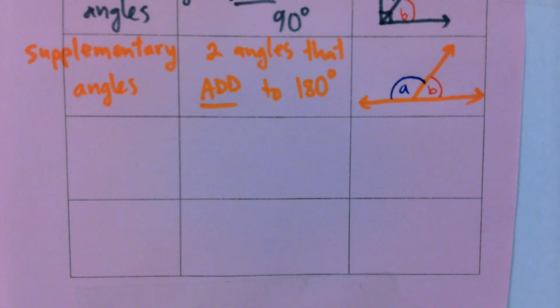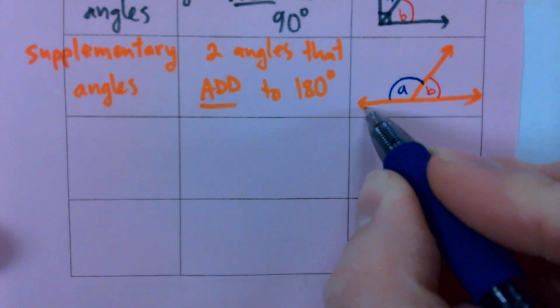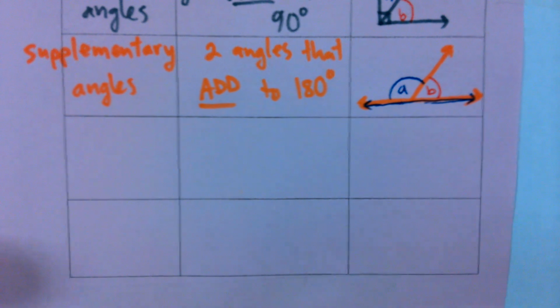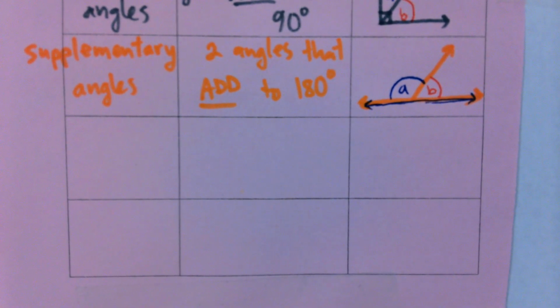One is larger than 90, one is smaller than 90, but together when we add them up, we get 180 every single time. And we know that because right here is a straight angle, a flat line. Straight line, that's a straight angle. Together, that whole angle is 180 degrees.